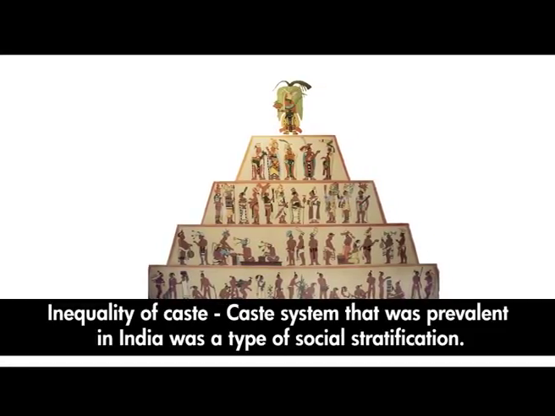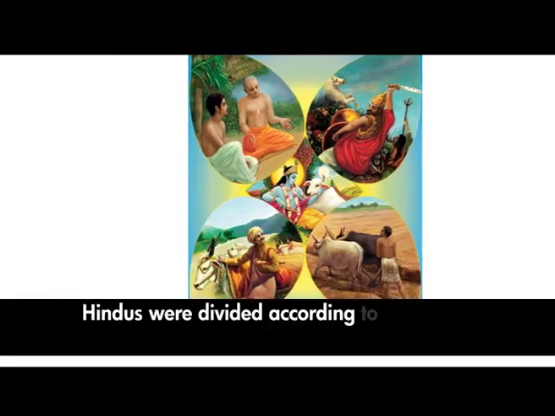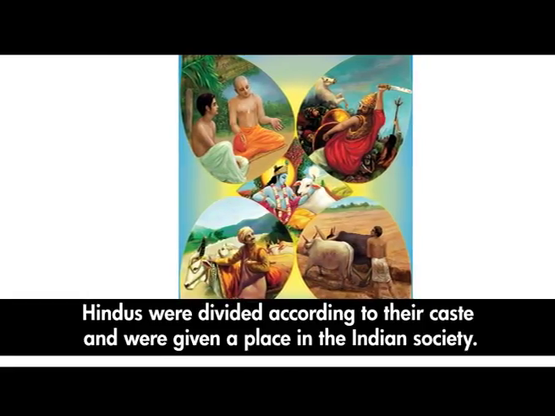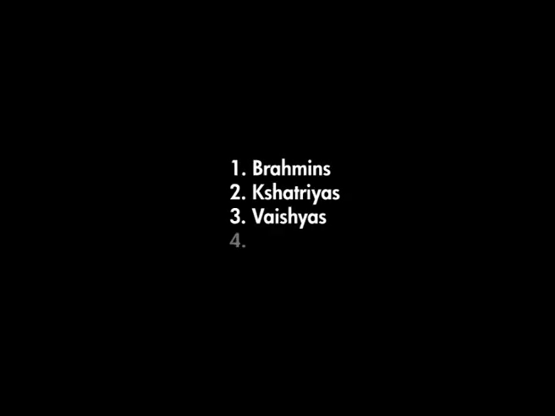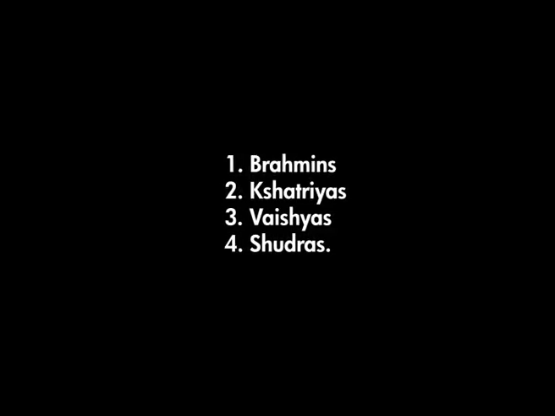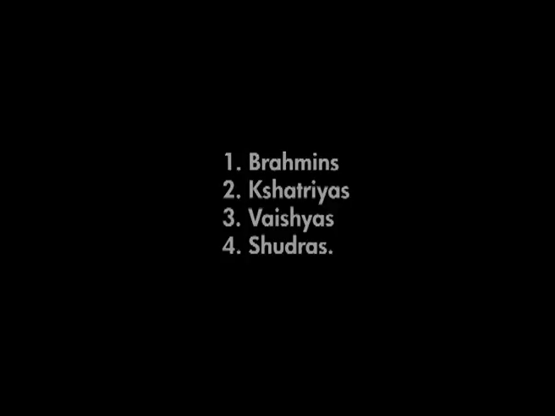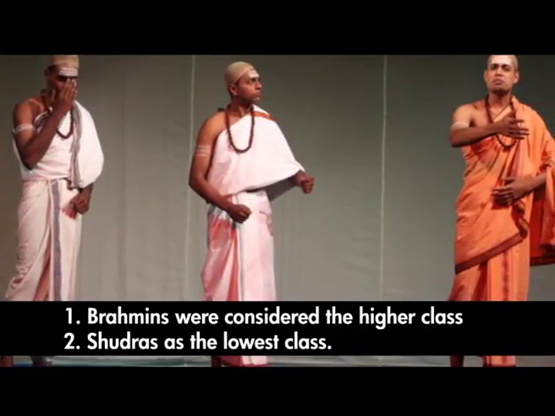The caste system that was prevalent in India was a type of social stratification. In Indian society, the Hindus were divided according to their caste and were given a place in the society. Each caste was given a strata or level in the hierarchy. The Brahmins used to be on the top, followed by the Kshatriyas, Vaishyas, and the lowest level was given to the Shudras. This led to the inequality among the people based on caste. The Brahmins were considered the higher class and the Shudras the lowest class.